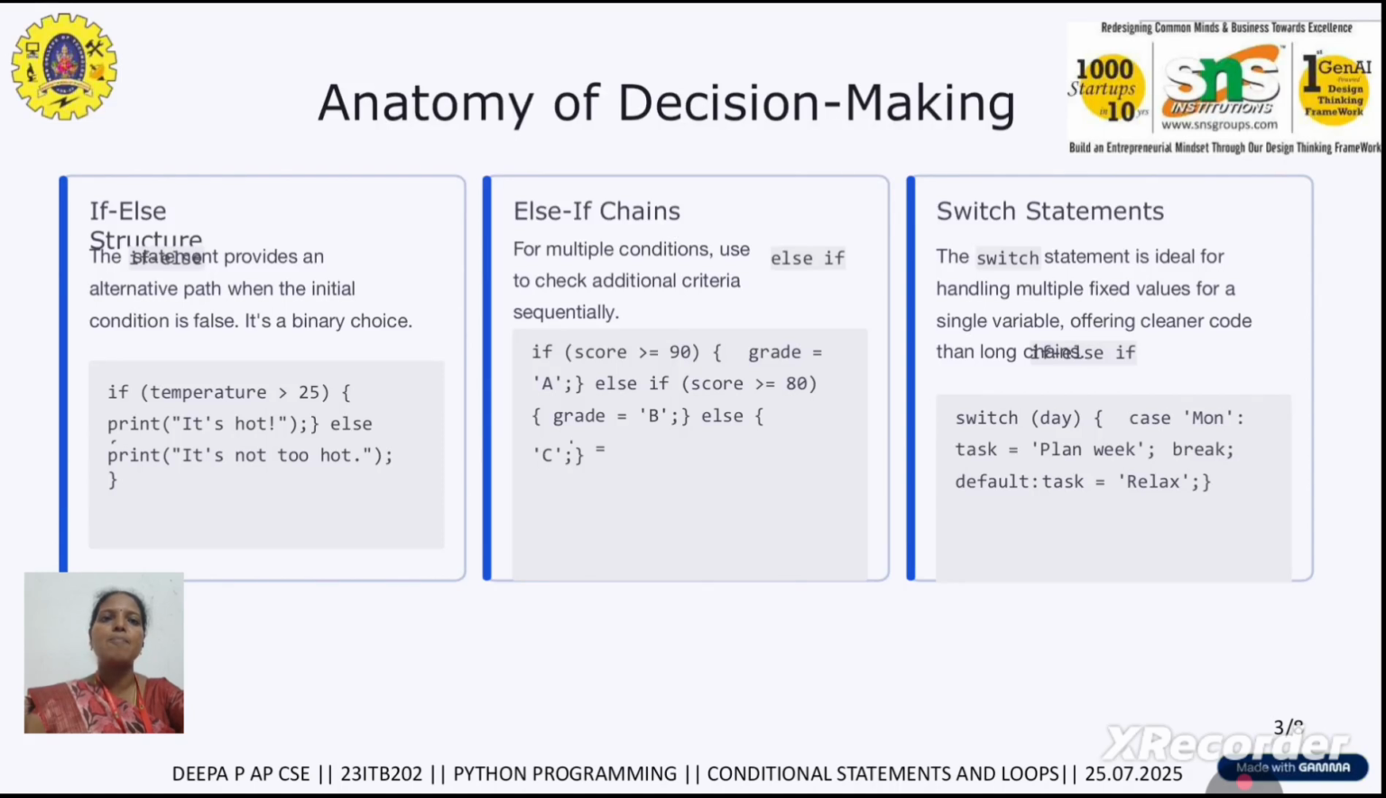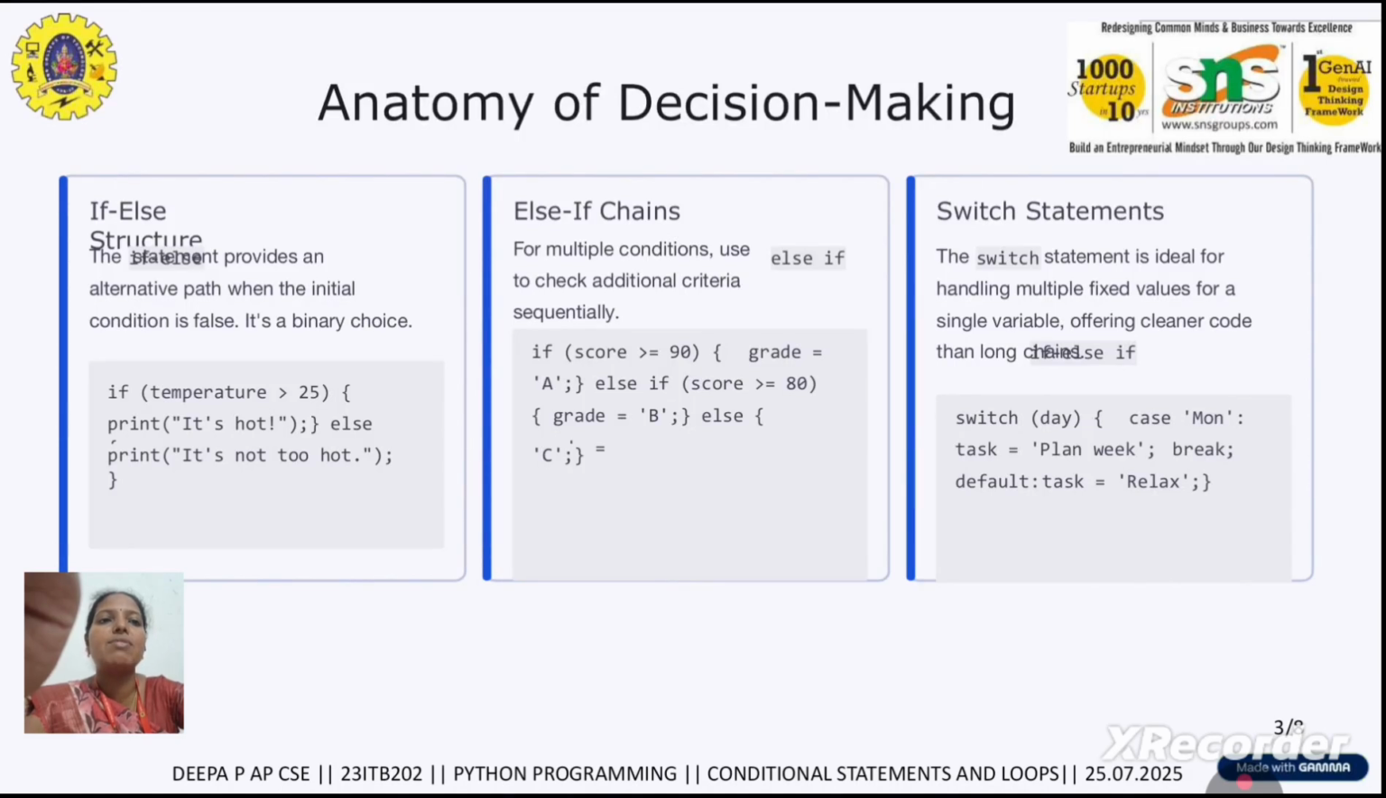The if elif chains can handle multiple conditions. They are used to check additional criteria sequentially. For example, with a score, the code checks each condition in order, and if none of them matches, the else part works and prints the result.